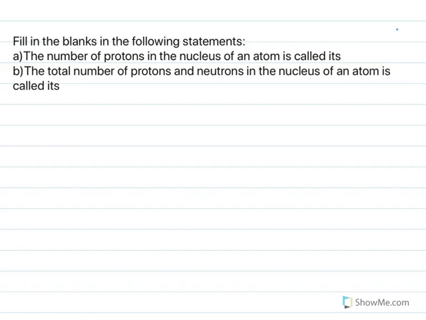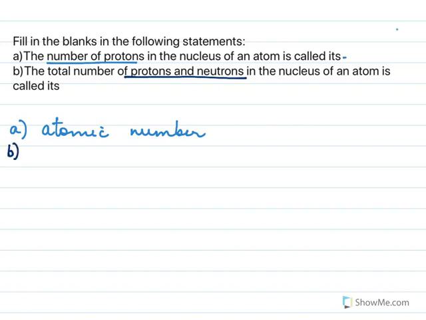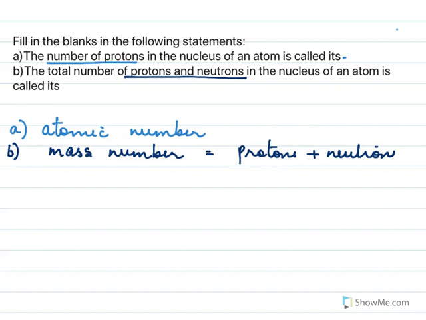Fill in the blanks in the following statements. The number of protons in the nucleus of an atom is its atomic number. The total number of protons and neutrons in the nucleus of an atom is its mass number. Mass number is protons plus neutrons.